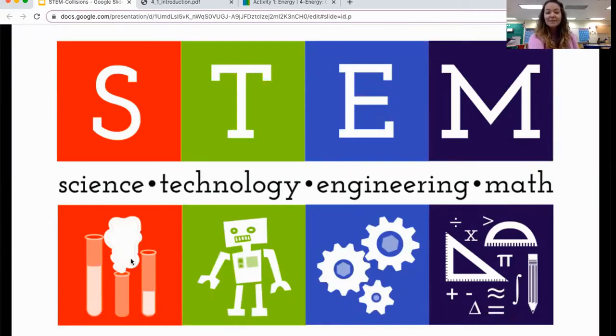The S in STEM stands for science. And as you guys know, a lot of different topics in science that you've been working on throughout the years. T is for technology. The E is for engineering. That's where we do our building. And the M is for math. And you know, a lot of times in math, we're doing measurement when we're in STEM class.